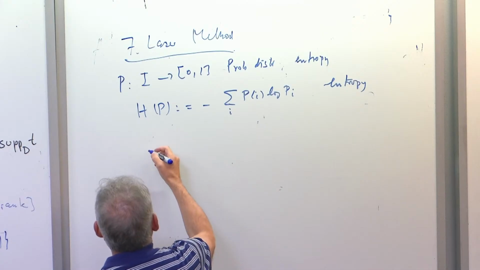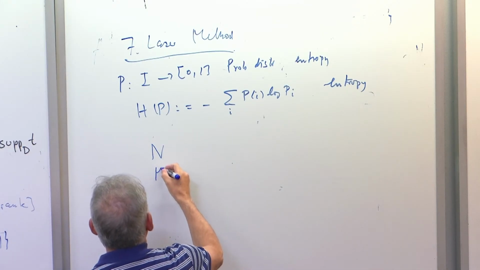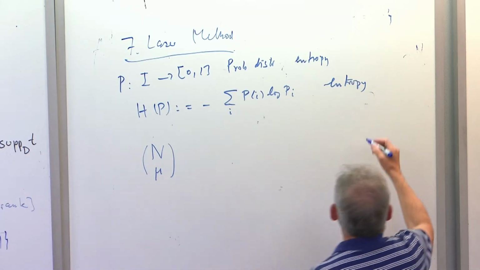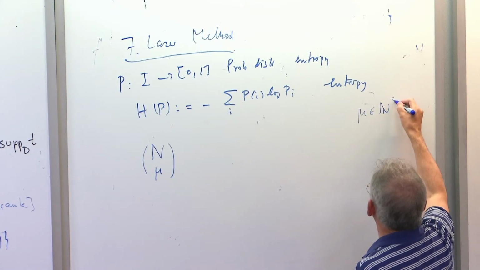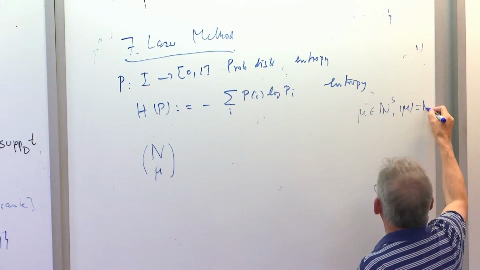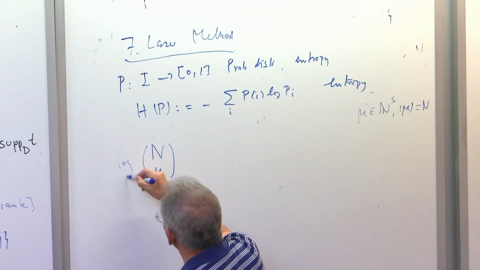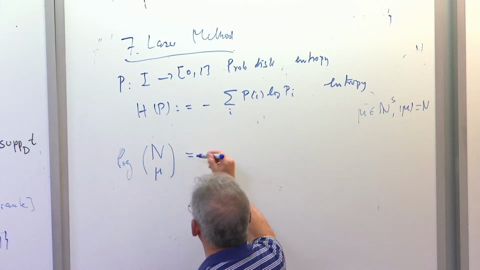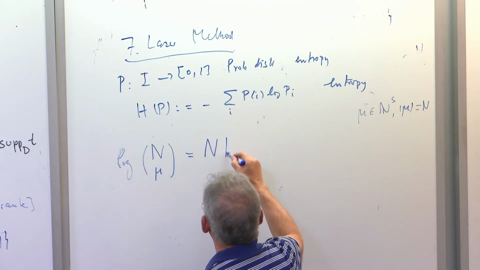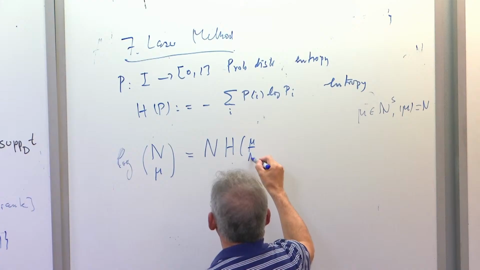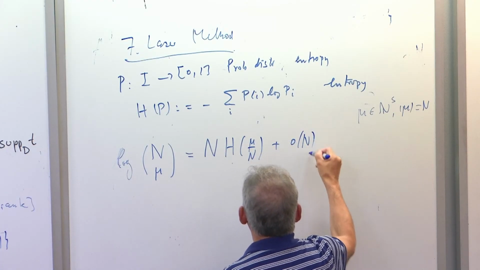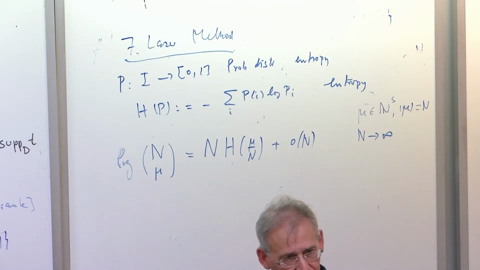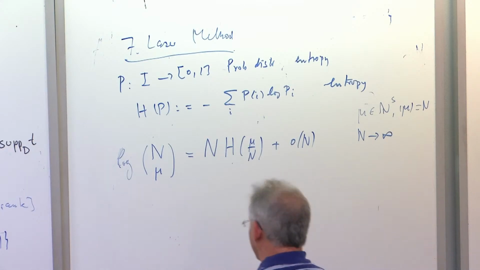Okay, how does it enter? If I have a multinomial coefficient, as I had before, n over mu, where mu is a distribution on S elements adding up to n, then the asymptotic growth of the logarithm of this multinomial coefficient is exactly described by the entropy. It's n times the entropy of the normalized distribution plus small o of n. This is very important in coding theory. So this is how it enters.